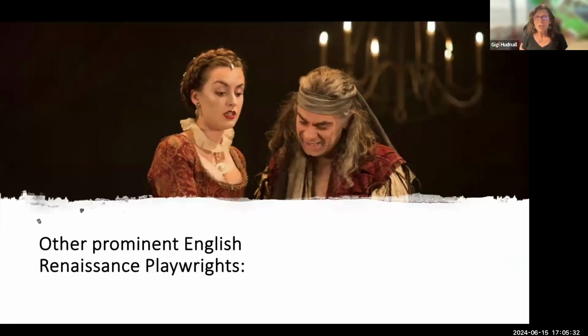Other prominent English playwrights. Shakespeare was not the only one writing during this time. There were a lot of people writing, and some very important people. The first is Christopher Marlowe. And Christopher Marlowe actually came up with what's called the mighty line, iambic pentameter, which is the style in which Shakespeare wrote all of his plays.